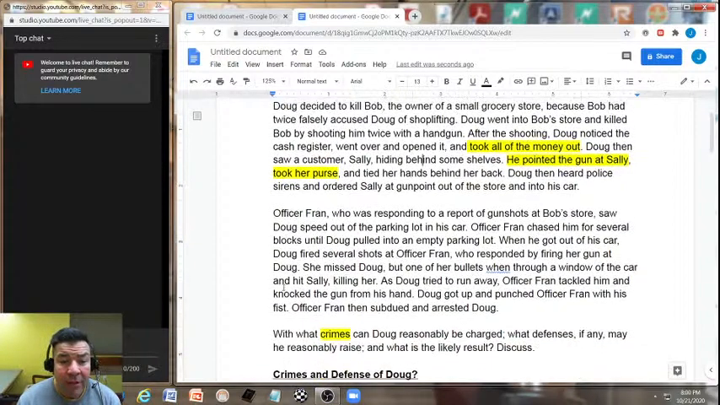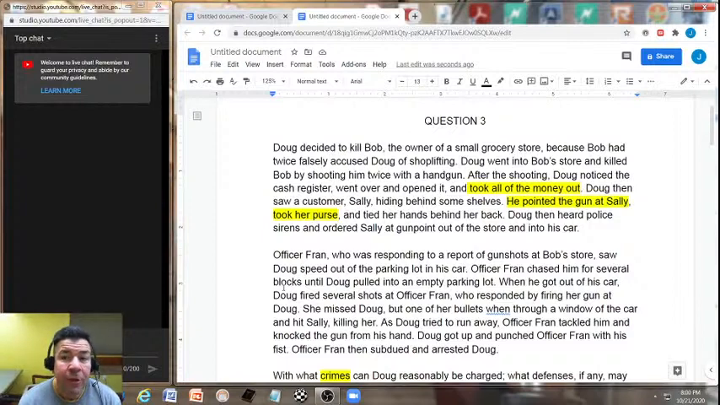The robbery is what? The taking of another's personal property by force or threat of force with the intent to permanently deprive the owner thereof. And has he taken Sally's property? Absolutely. By force or the threat of force? Absolutely. And does he intend to permanently deprive Sally of her purse and the contents in the purse? Absolutely. So we could absolutely 100% say that Doug is chargeable with robbery.